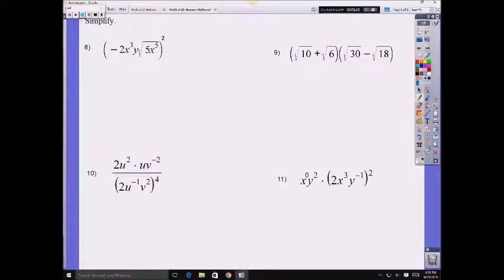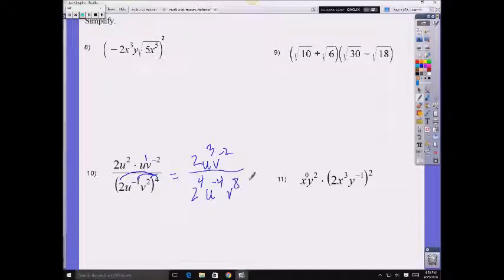Good problem. Number 10. Okay, let's simplify the top first. So this u and this u. On top I got 2, and I've got u cubed, and I've got v minus 2. Okay, on bottom I gotta take this 4 to everything. It's gonna be 2 to the 4th. U already has one, so times them, minus 4. V has one, so times them.